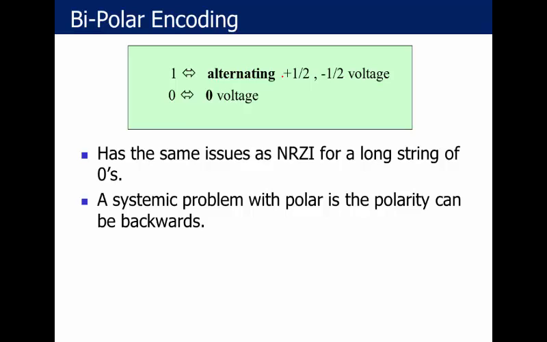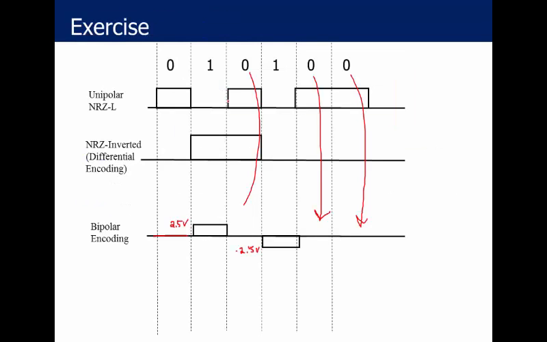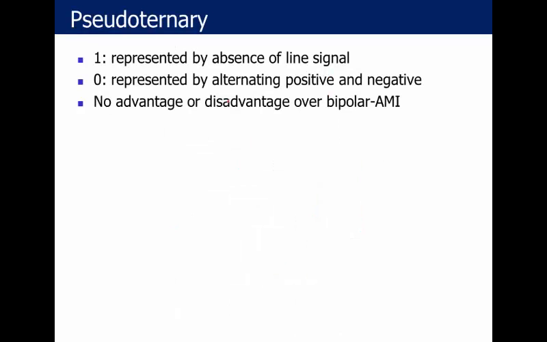So here alternating positive half and negative half voltage, and positive half voltage. If this is 0, then all 0. That's what it is. Okay. And then pseudo ternary.